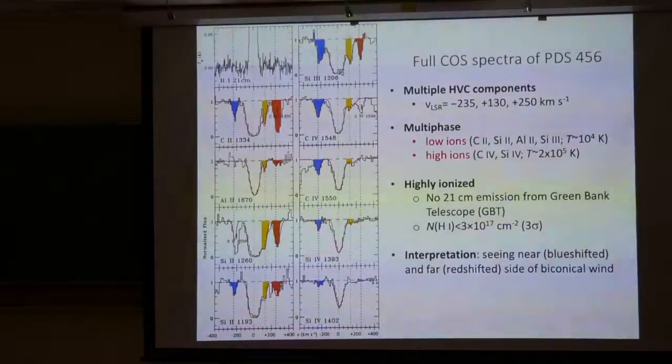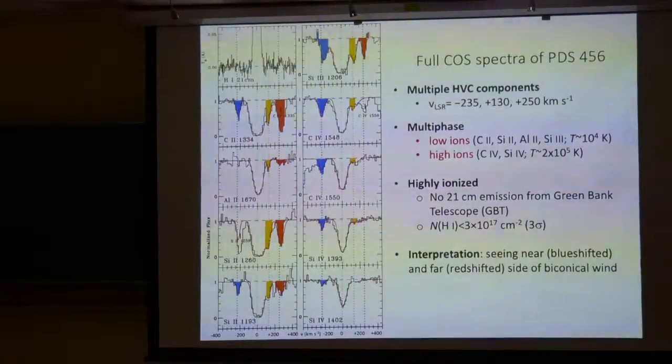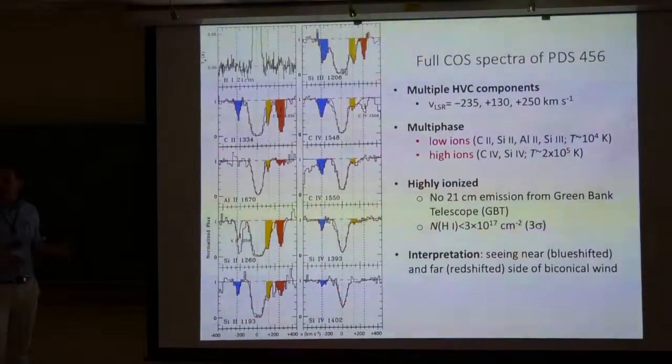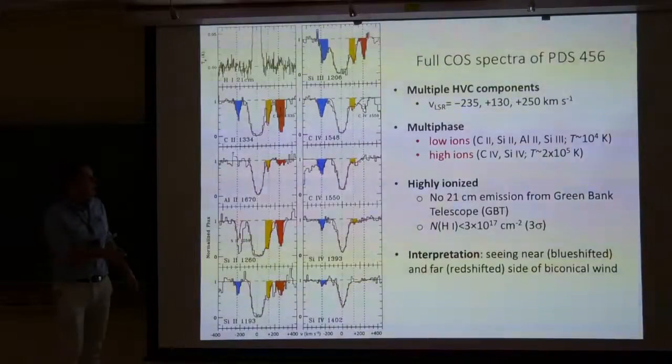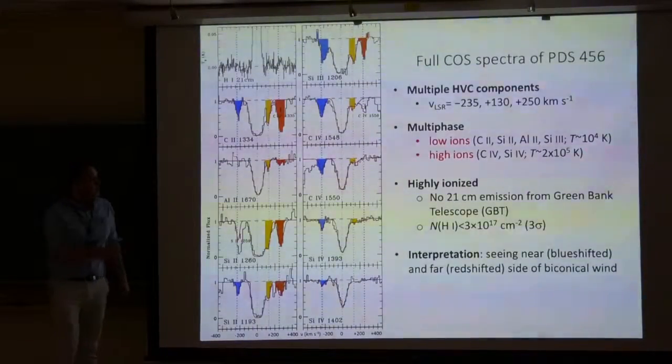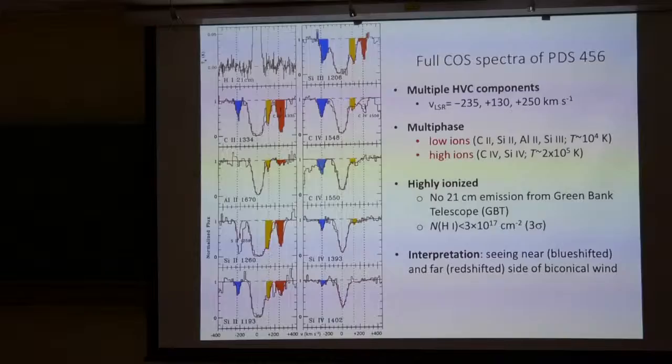Here are the full spectra. We see a range of lines of both low ionization species, things like carbon 2, aluminium 2, silicon 2. And we also have some high ionization gas, carbon 4 and silicon 4. So this is material that is not only multiple component, it's also multi-phase. All right, so this low ionization gas is thought to be around 10^4 Kelvin, the warm ionized medium type temperatures. But the high ions are tracing something warmer, of the order of a couple times 10^5 Kelvin.